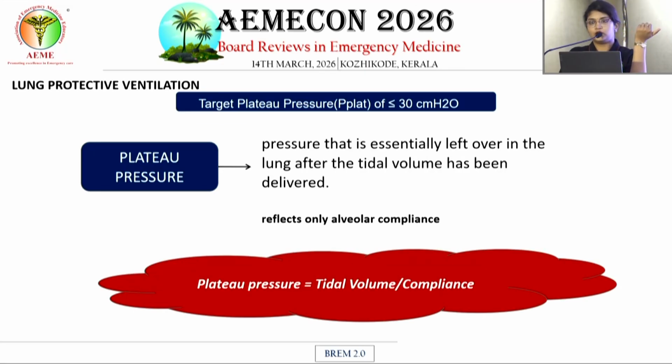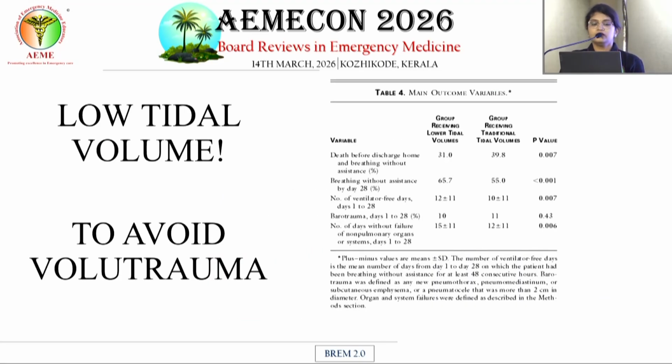So that is one thing. So tidal volume. The other thing is plateau pressure. So what is plateau pressure? It is a pressure which is left inside the lung after the tidal volume has been delivered. So what is its significance? Higher the plateau pressure means the compliance of the lung, the alveolar compliance is reduced. So what is our target in ARDS? To target a plateau pressure of less than or equal to 30 centimeters of water. So we know to avoid volutrauma, we will keep low tidal volume.